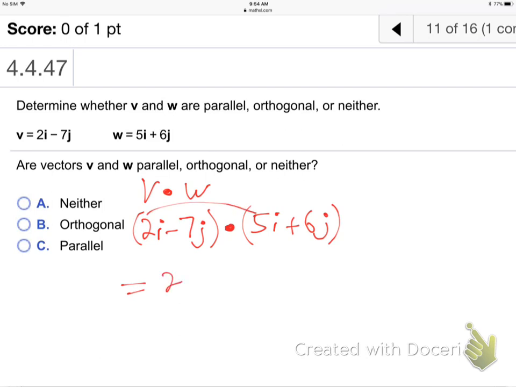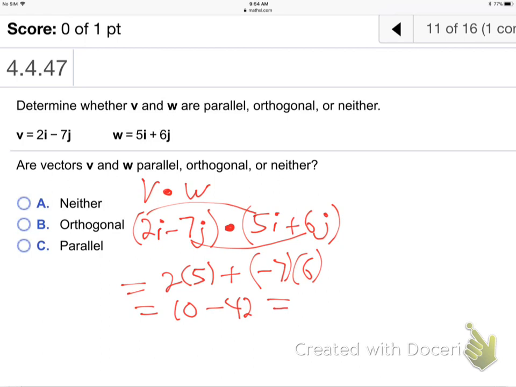Two times 5 plus negative 7 times 6, 10 minus 42, negative 32, not orthogonal, right? The dot product is not 0, so they're not orthogonal. Okay, so check that one off the list. No on orthogonal. So are they parallel?